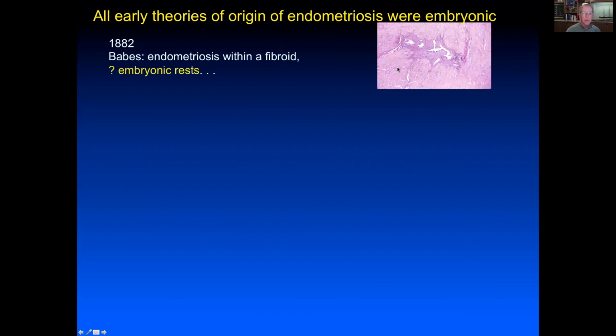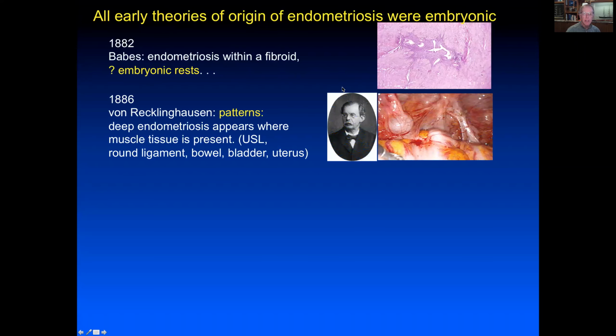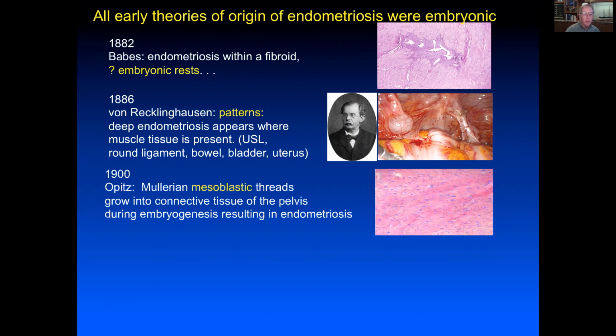In 1882, Babbs found endometriosis within a fibroid and wondered whether it might be due to an embryonic rest of endometriosis. In 1886, von Recklinghausen commented on the patterns that he observed where deep endometriosis was found in areas of muscular tissue, such as round ligament, bowel, bladder, uterus, and so on. In 1900, Opitz theorized that during embryogenesis, Mullerian mesoblastic threads grow into connective tissue of the pelvis and result in endometriosis.